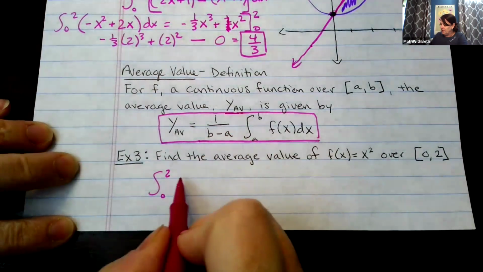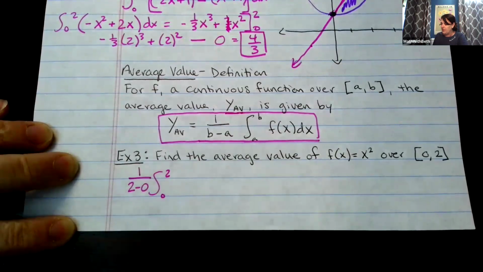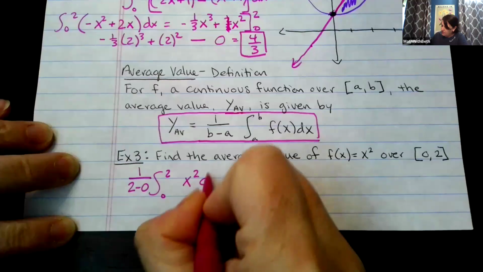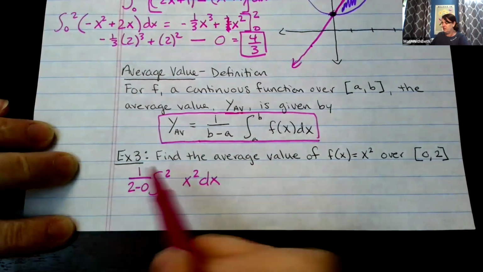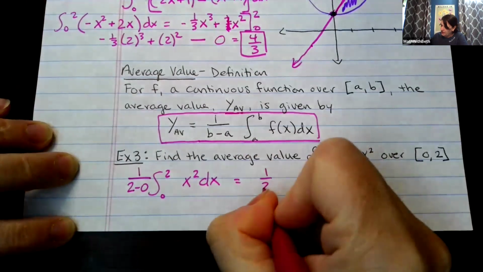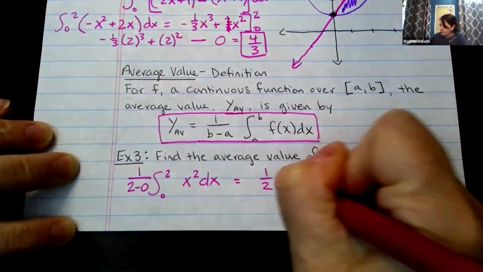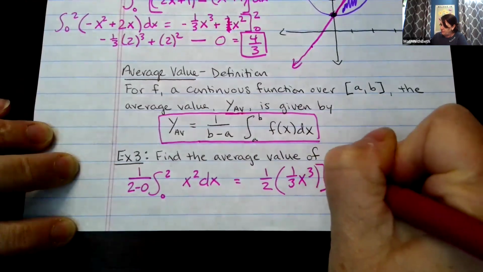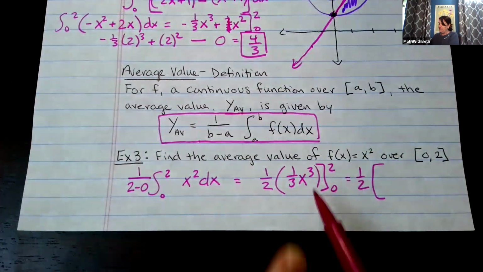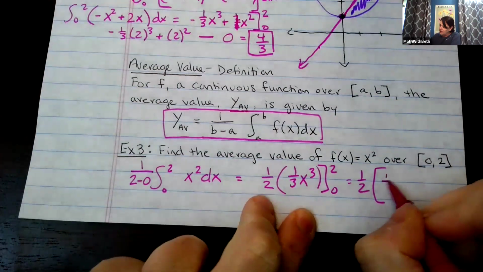So according to this formula, the extra step is that out front, I'm going to do 1 over b minus a, then the integral of the function. So this is really the only extra step for finding the average value. So it becomes 1/2, and this becomes x to the third divided by 3. And I'm going to do that from 0 to 2. So I can save the 1/2 for a minute and focus on what I get when I plug in 2 and subtract what I plug in 0.